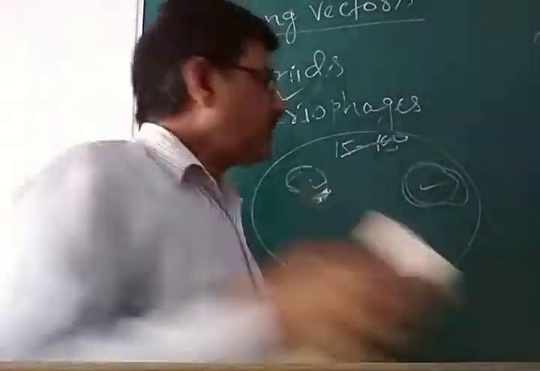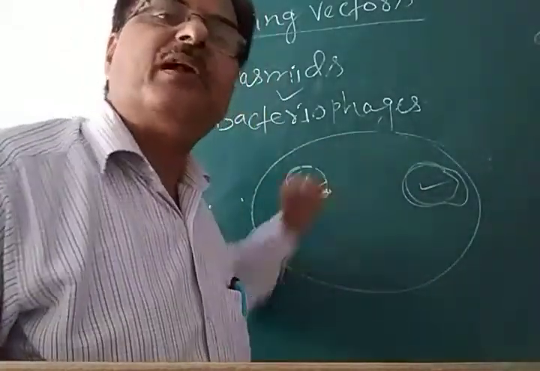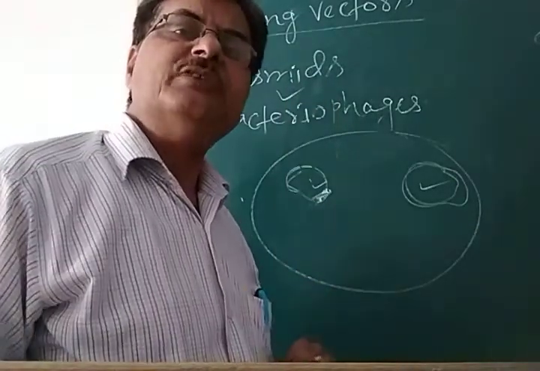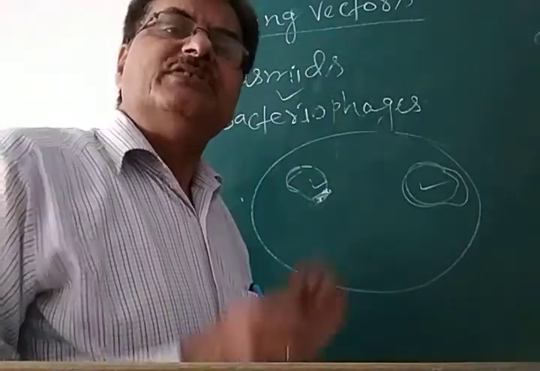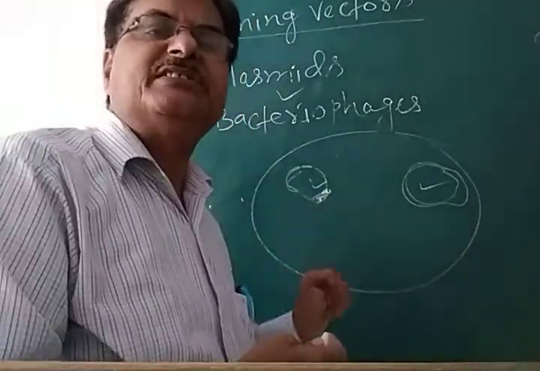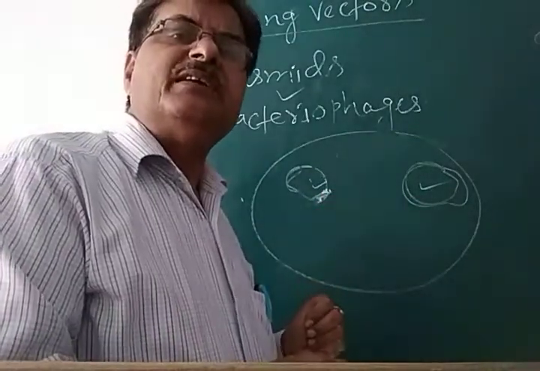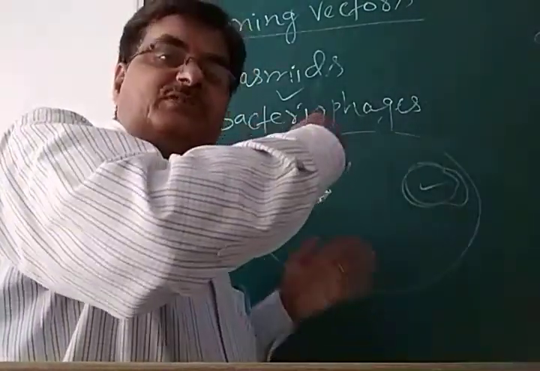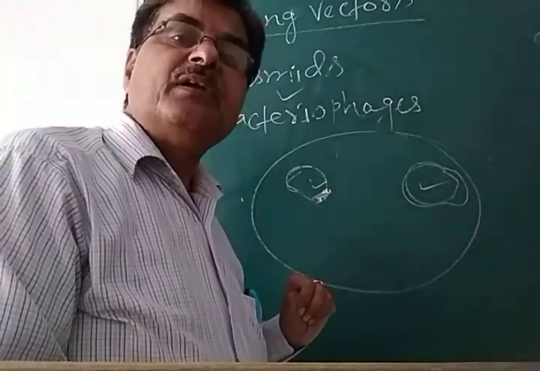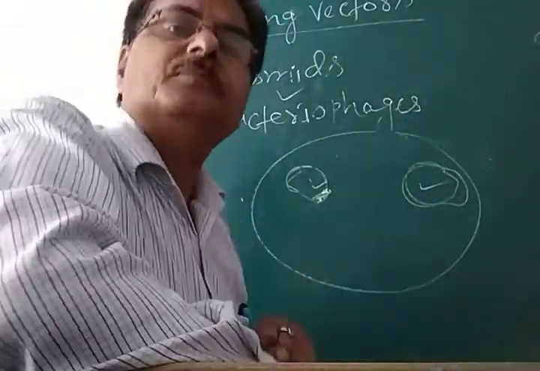There are also certain bacteria where the copy number of plasmid, meaning the number of plasmids per cell, is 15 to 100. While in some bacteria, the copy number is 1 or 2. In some bacteria, there is a 15 to 100 copy number per cell. It may be even larger also.